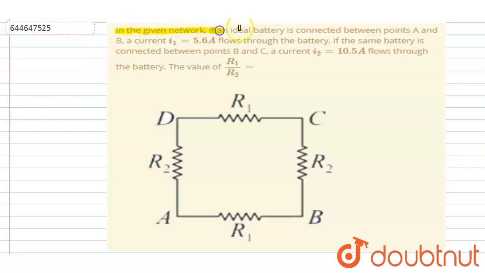Hello everyone. In the given network, if an ideal battery is connected between A and B, then a current I1 flows through the battery. If the same battery is connected between B and C, a current I2 flows through the battery. Then you have to calculate R2 by R1.